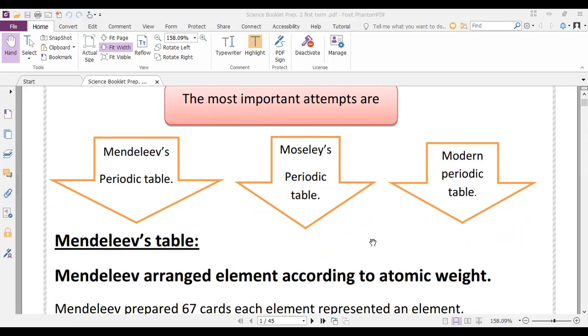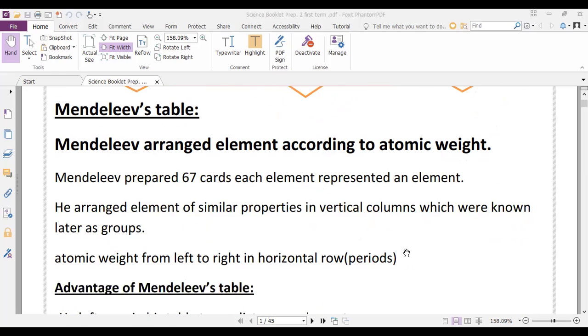The first trial is called Mendeleev's table. What about Mendeleev's table? Mendeleev arranged the elements according to their atomic weight, and it's the main idea. So the main idea by which Mendeleev classified the elements in the table is its atomic weight. What's the difference between atomic weight and atomic number? Atomic weight means atomic mass.